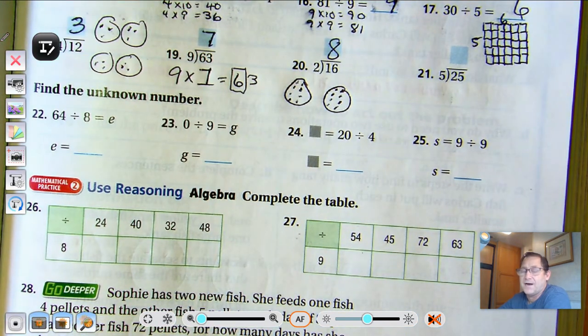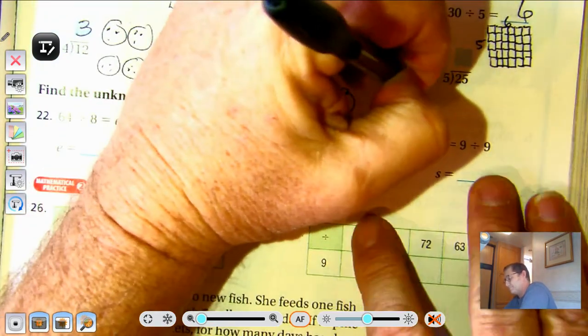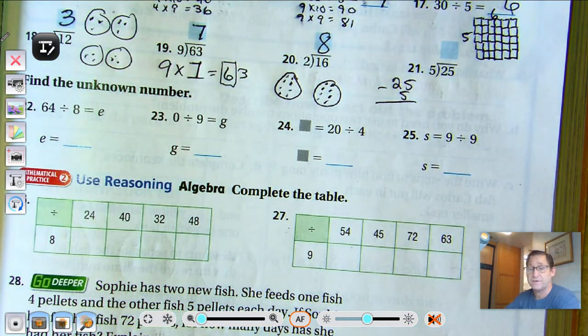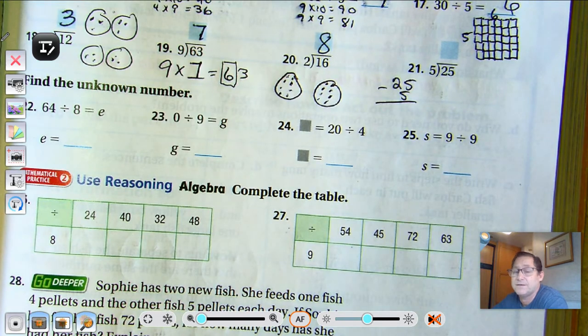25 divided by what is 5? All right. Again, I should know my 5's. I should be able to say 5 times 1 is 5, 5 times 2 is 10, 5 times 3 is 15, 5 times 4 is 20, 5 times 5 is 25, 5 times 6 is 30, 5 times 7 is 35, 5 times 8 is 40, 5 times 9 is 45, 5 times 10 is 50, 5 times 11 is 55, 5 times 12 is 60. And I should get to the point where I have those memorized so well that I just say 5 times 5 is 25.